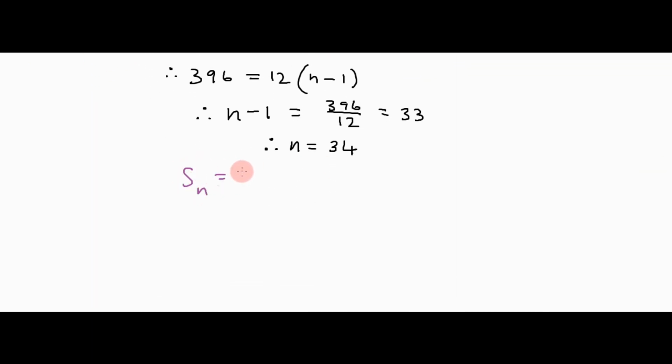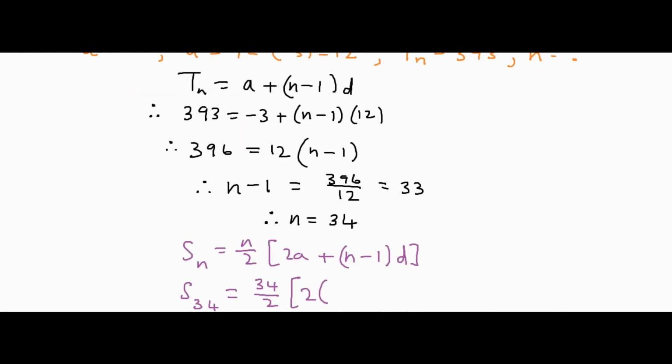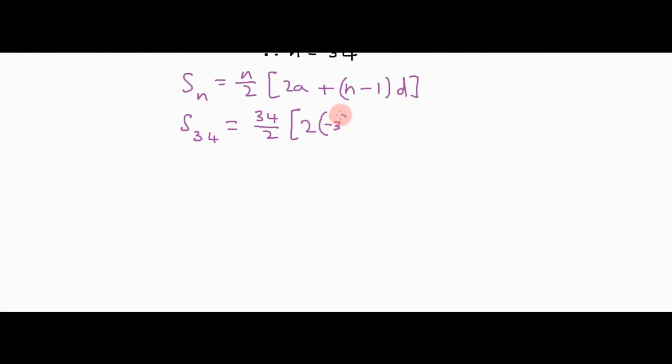So S sub n equals n over 2 into 2a plus n minus 1 times d. And we want S sub 34. So 34 in for n. Our first term a, of course, is negative 3. Then n minus 1 is 34 minus 1, which is 33. And we saw that d was 12 for this new AP.